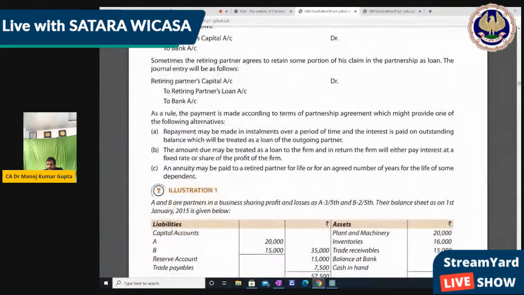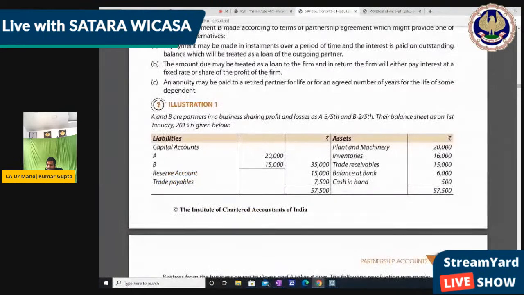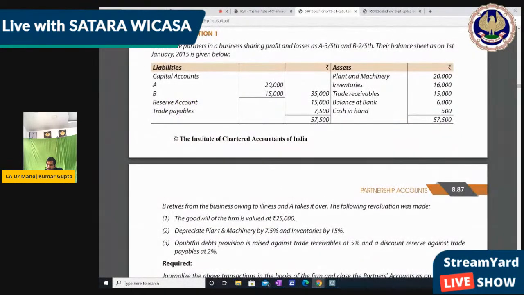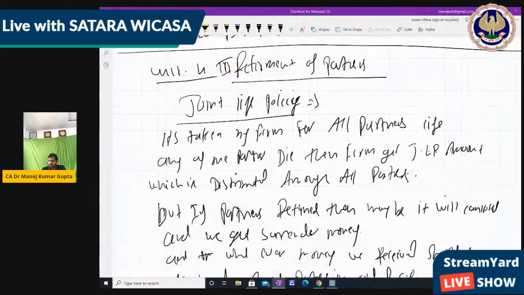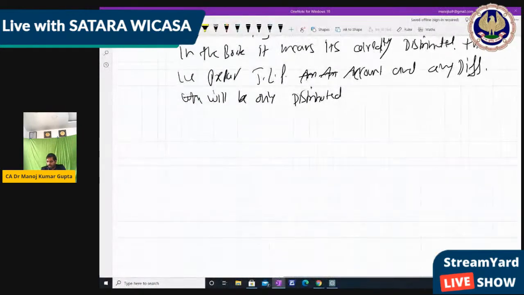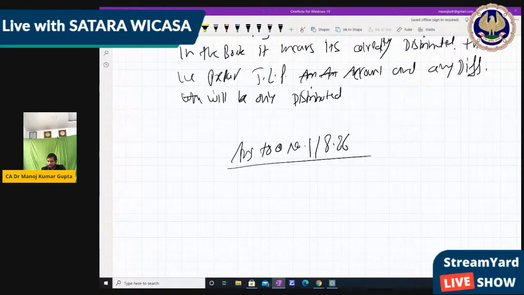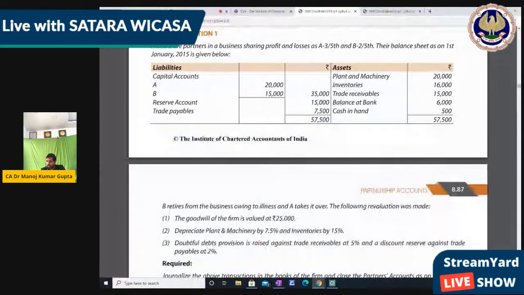If we do not have money, then we can transfer it into the loan account. 8.86, right? So the answer to question number 1 is 8.86. Illustration number 1, the AB one; those of you who are IPCC students, look in your book to see where this is.